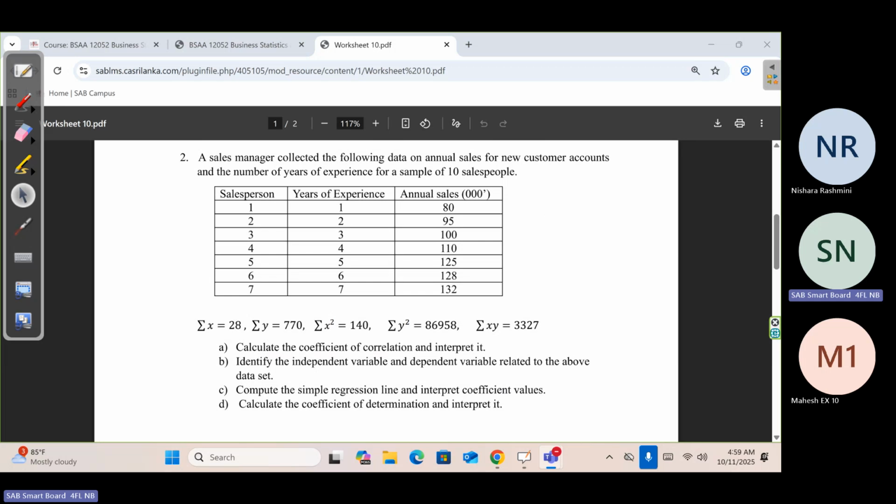If the R squared value is lower, then it's not a good regression model.